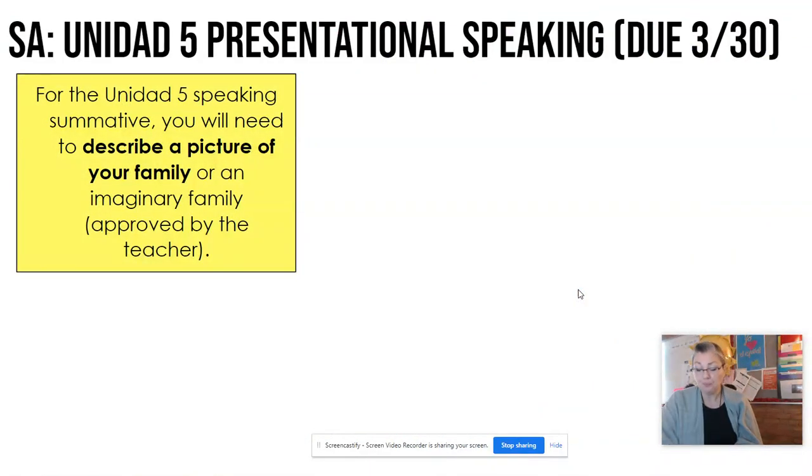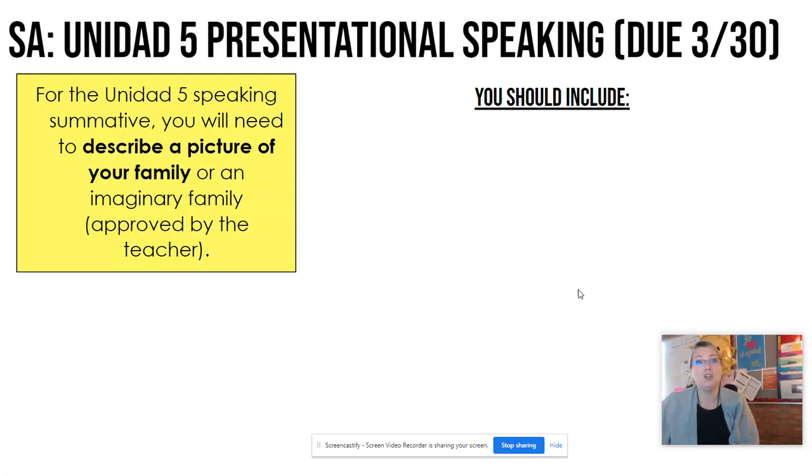This is what you're doing. You will be describing a picture of either your family or an imaginary family, like the Kardashians. Ugh, no, I hate them. Or some other famous family. Okay, but you have to get approval by me if you're not doing your own family. When you're talking about this picture, you need to either have it on your phone and hold your phone up to the camera, or you can print it out and have it that way. Or if you have it in your student email, you could upload it into the Schoology assignment so that I can see the picture that you're talking about.